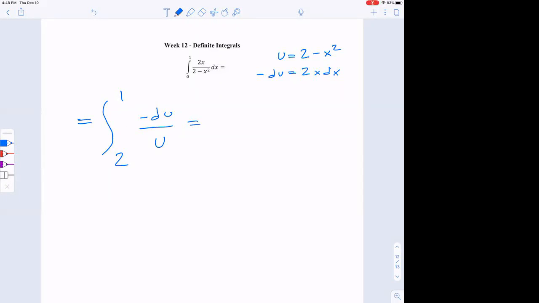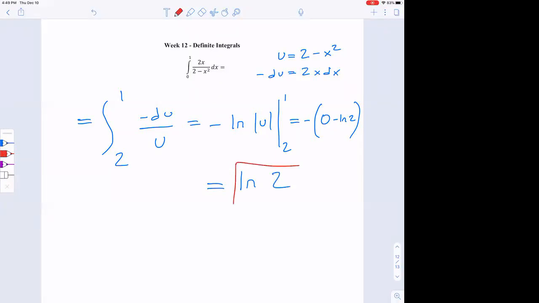We would get minus ln of the absolute value of u, and we want to evaluate from 1 to 2. Now when we plug in 1, we just get 0 out of the deal. And when we plug in 2, we would get minus ln 2. So in the end, you just get minus a minus ln 2. So all we have is ln 2 left over.